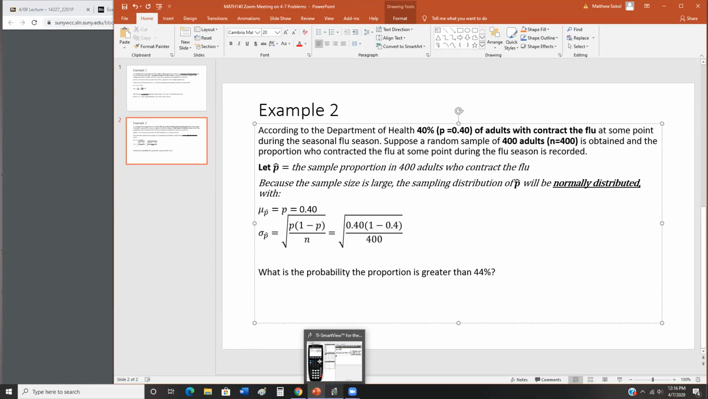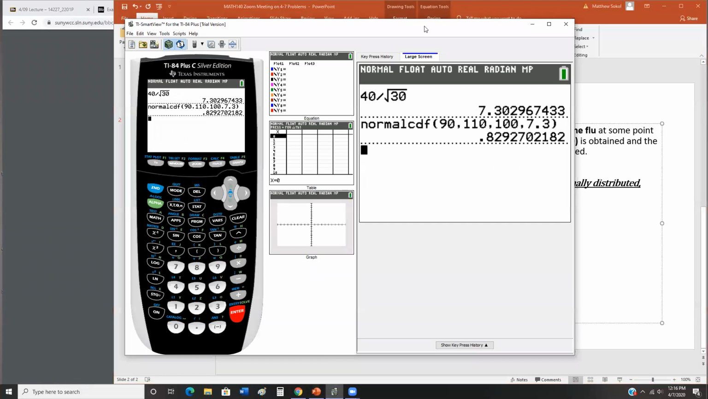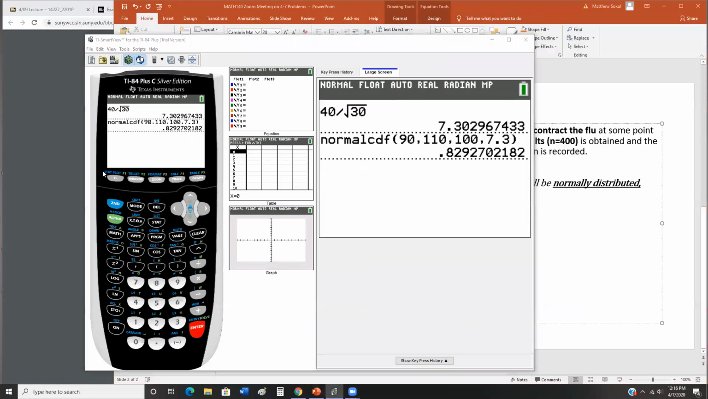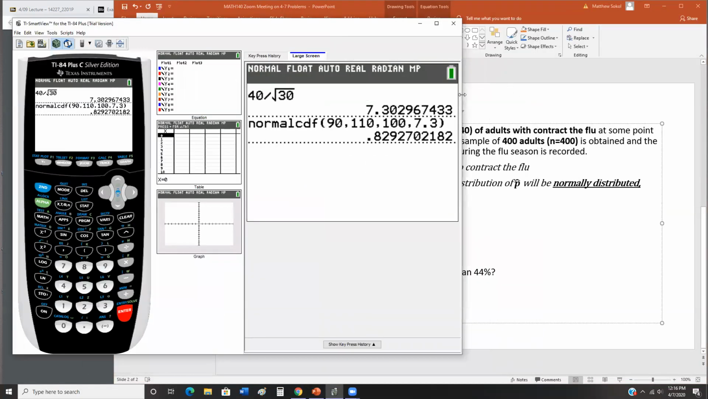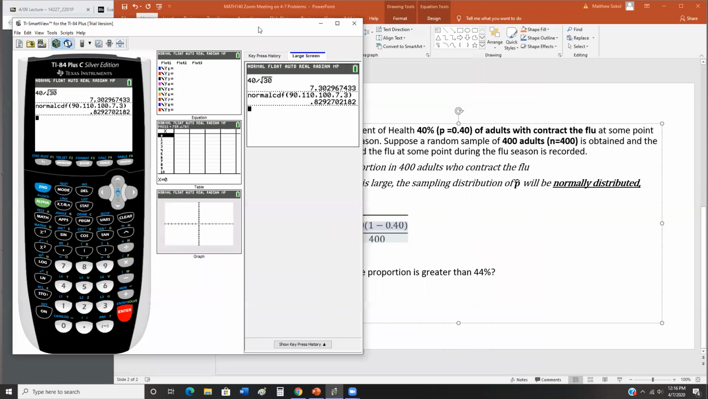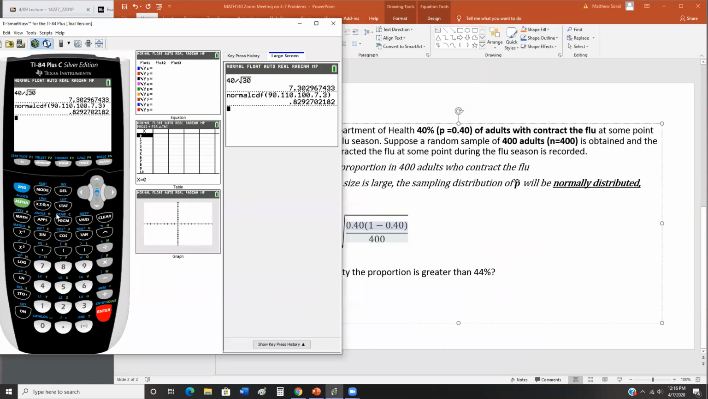So let's grab our trusty calculators and do that. I'll move this over just a little. So we've got to do this. We've got to take the square root of 0.40 times, and then in parentheses, 1 minus 0.40, close the parentheses, divided by 400. And this gets me 0.0245.